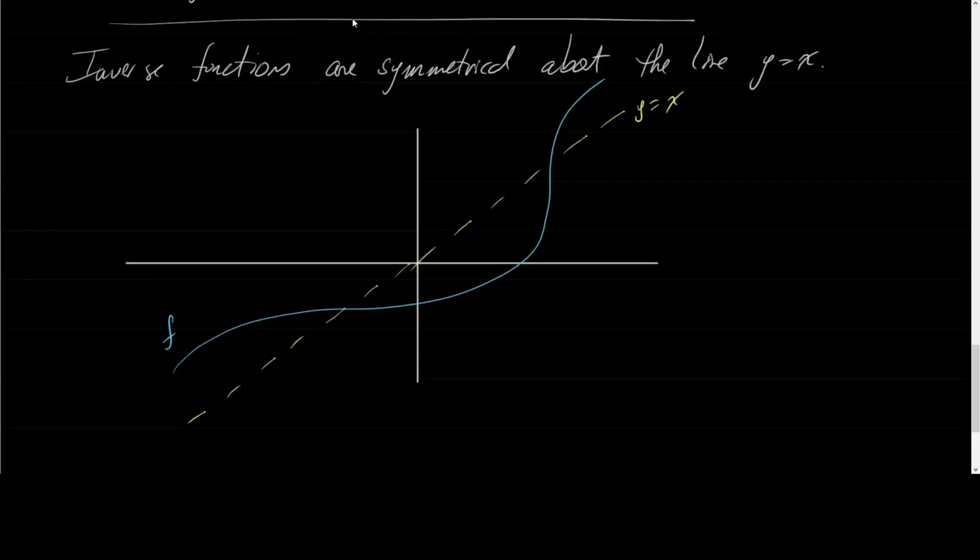Well, what would its inverse look like? I'll do it here in red. Its inverse would be symmetrical about this line. So in other words, it's a mirror image about this line. So something like this.